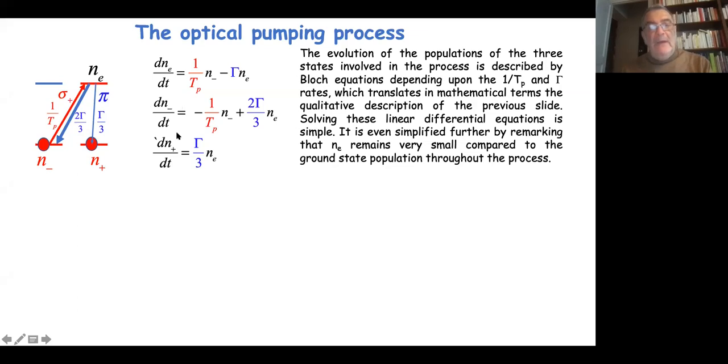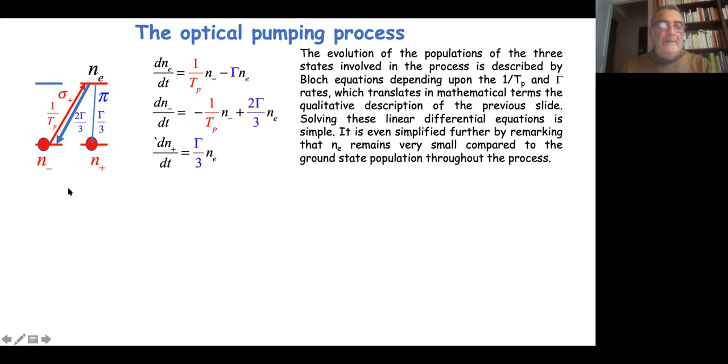In the same way, you can write dn minus over dt equals -1/Tp n minus. This is the departure from n minus due to absorption of light, plus 2 gamma over 3 NE, corresponding to the atom coming back to the m = -1/2 state. And the last equation is also very simple to understand.